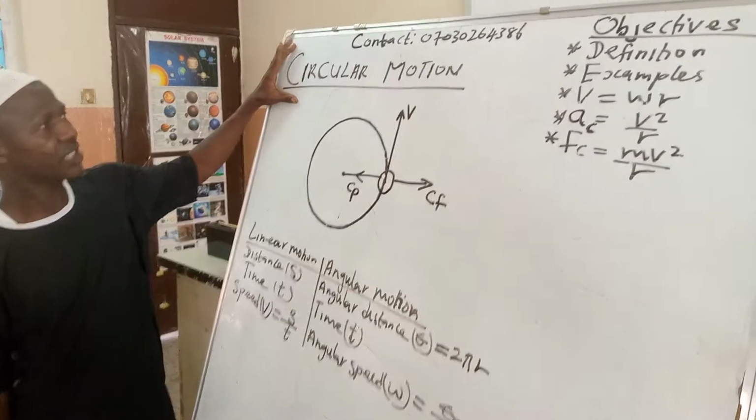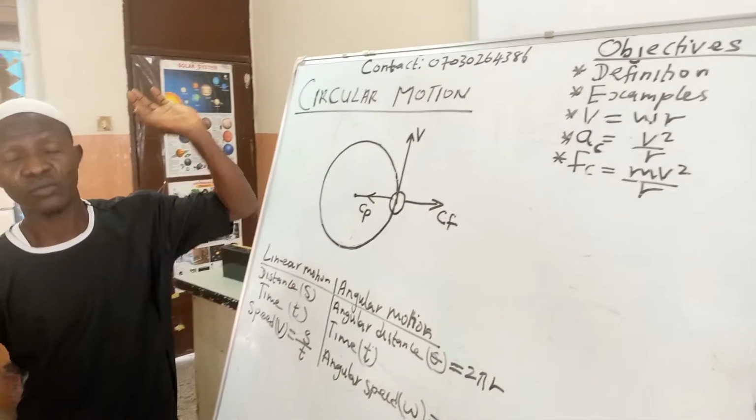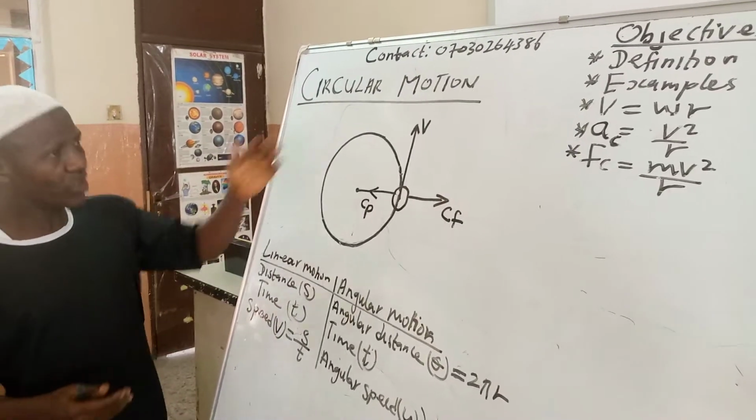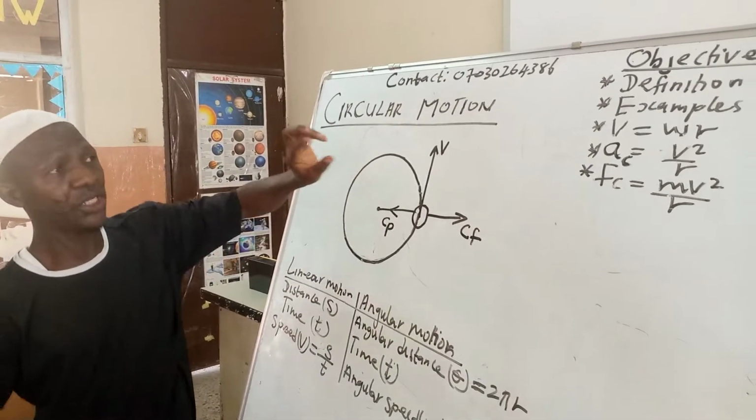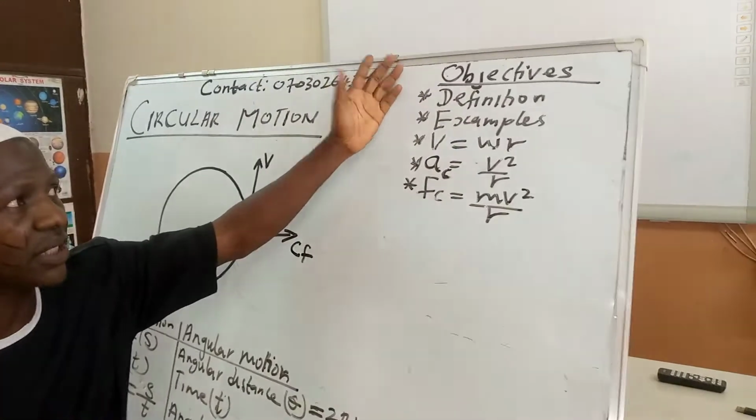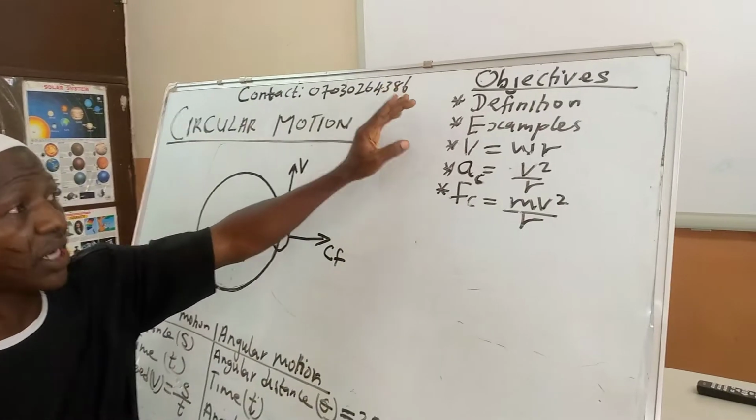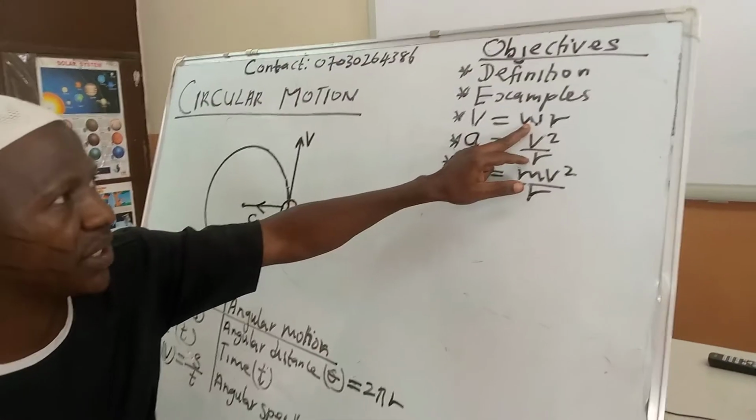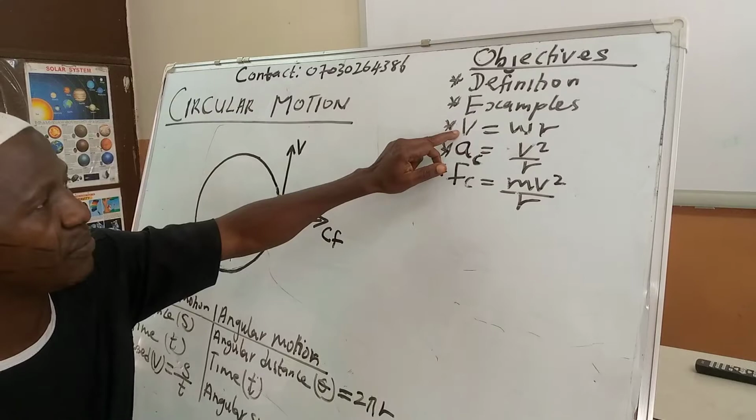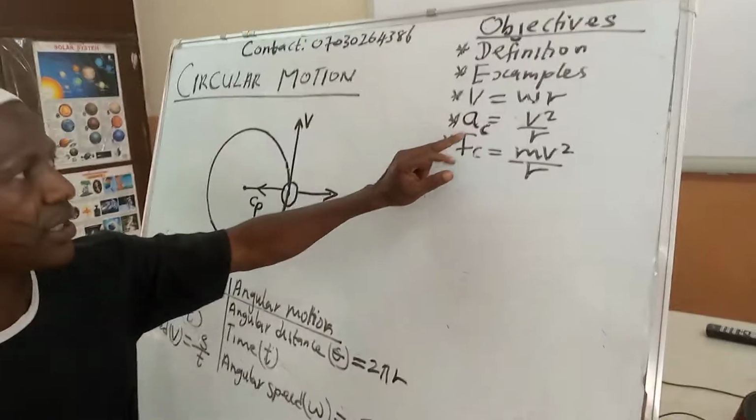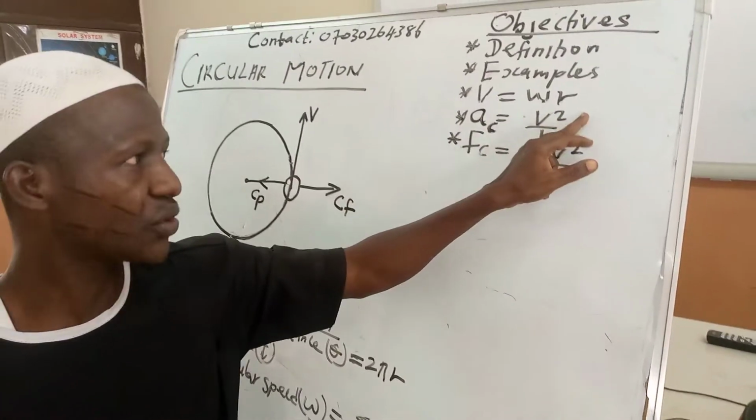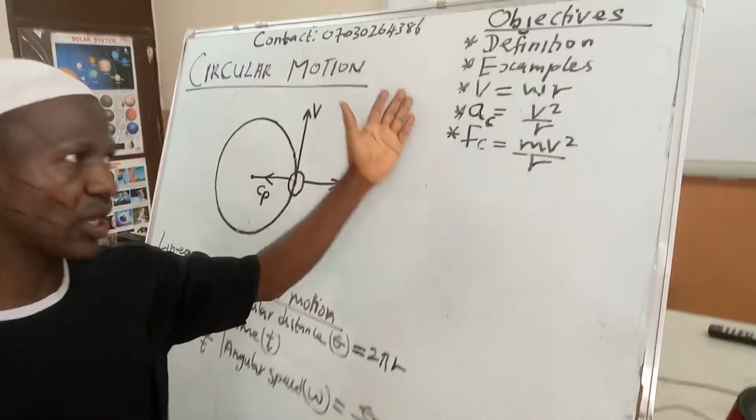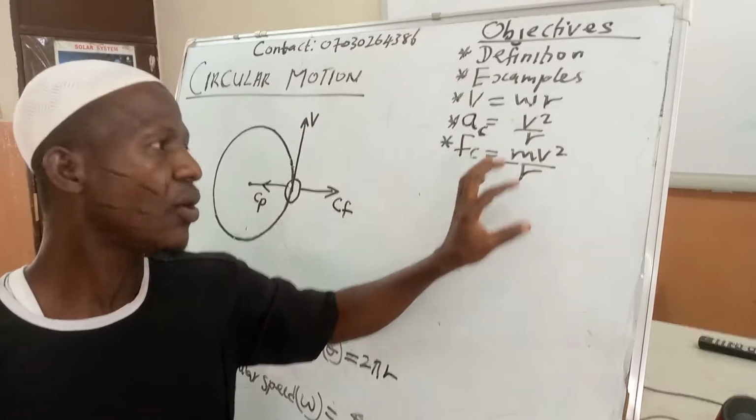The topic for today is circular motion, which is one of the types of motion we did before. When we are talking about circular motion, what are the things you need to know? You need to know the definitions, some examples of circular motion, how to derive v = ωr, where ω means angular velocity and v means linear velocity or speed. Then centripetal acceleration, which is equal to v²/r. Then we have centripetal force, which is the same thing as centrifugal force, which is equal to mv²/r.